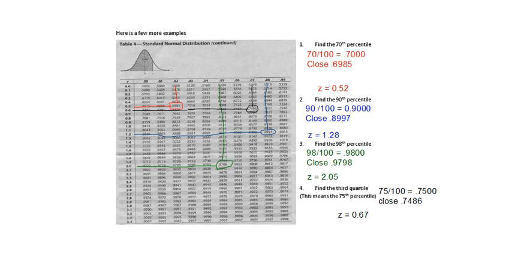But what if you don't have a percentile? What if you have just a regular percent? Well, it depends on keywords that you see. There's going to be 3 keywords: bottom, top, and middle.